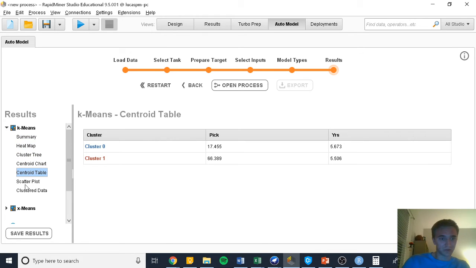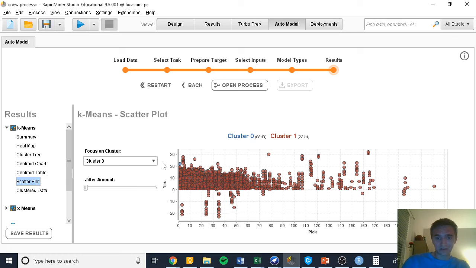Just going through and showing all of the different things here. Scatter plot, you can see the general trend. The blue dots are towards the top there more.